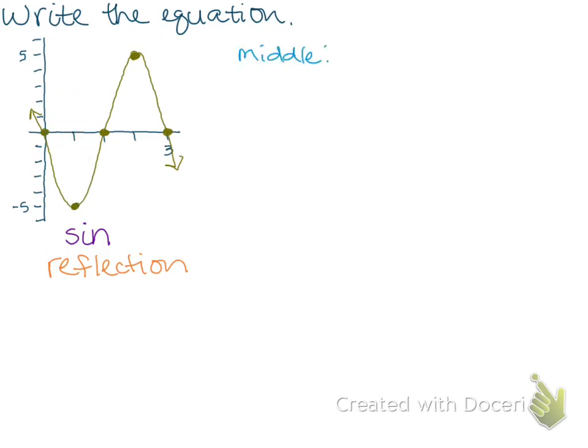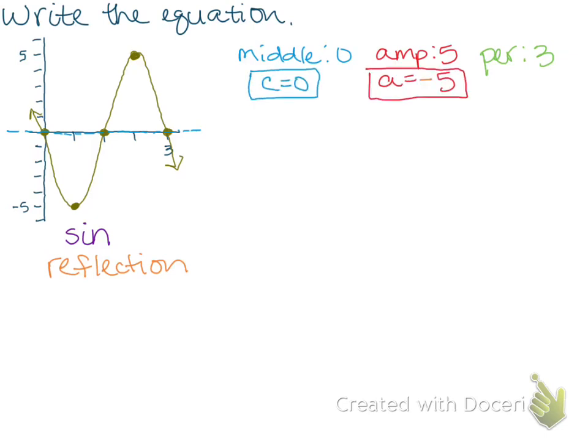All right? My middle is at 0. My amplitude is 5, and the period is 3. So my C is 0. My A is negative 5 because it's a reflection. And for period, remember it's 2 pi over B equals 3. Put 3 over 1. Cross multiply. So I get 3B equals 2 pi. Divide both sides by 3. So I get B equals 2 pi over 3.